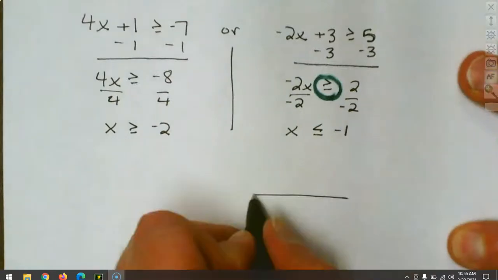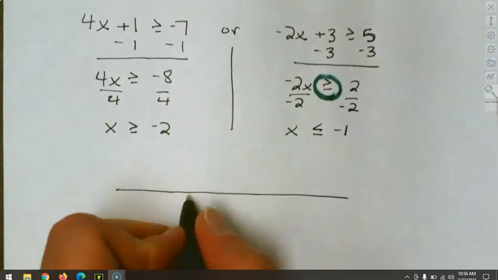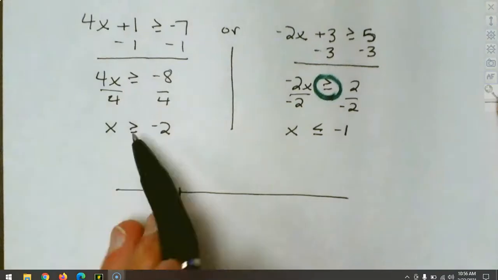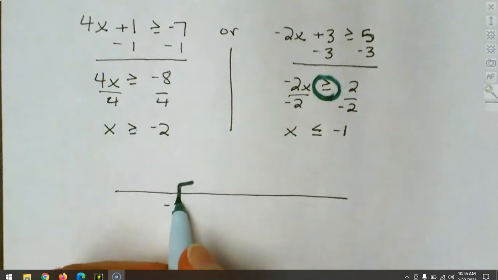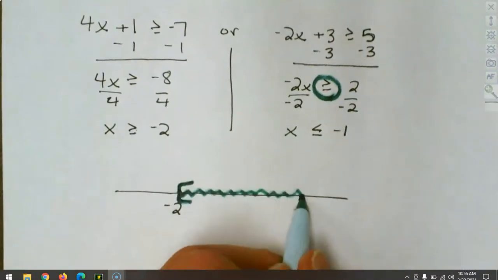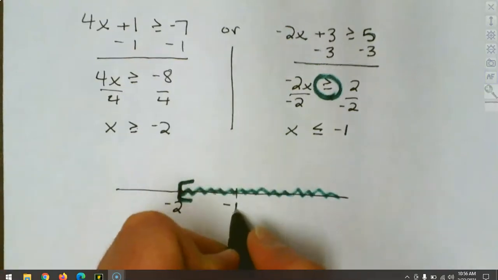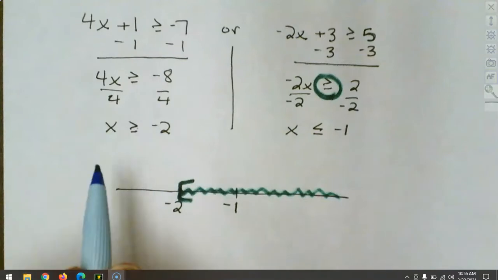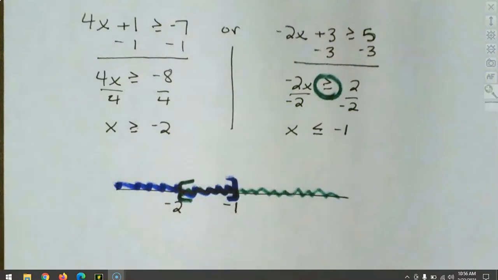We put them together on the number line. We've got x is greater than or equal to negative 2. So we've got our negative 2. It points to the right, so we shade to the right with a square bracket. Just like that. What about the other one? Well, we have a negative 1. Remember, negative 1 is going to be in front, right here. And it's pointing back to the left. And we've got that.